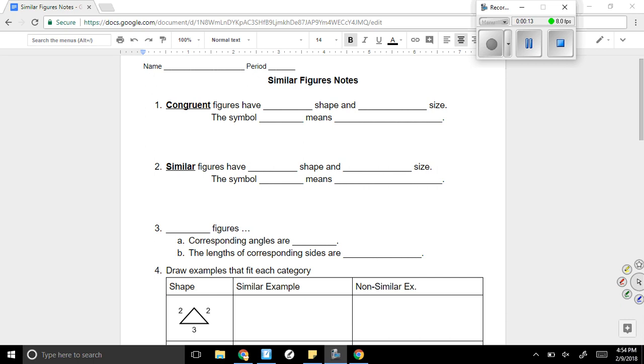So first off, congruent figures. Congruent figures have the same shape and the same size. So we're going to draw a little example here. I'm going to try to draw two triangles that look as close to the same as I can.